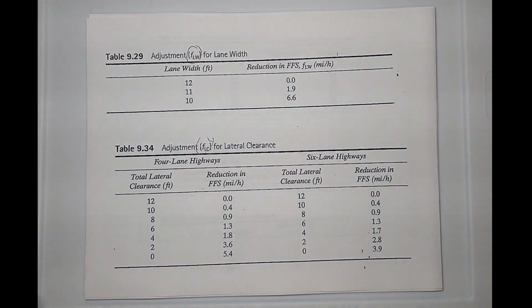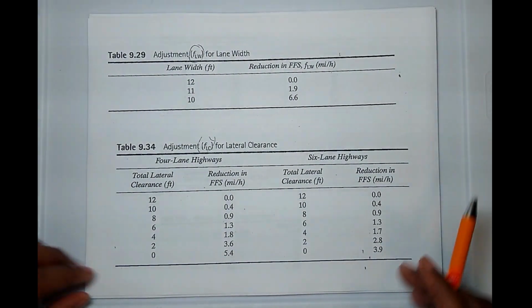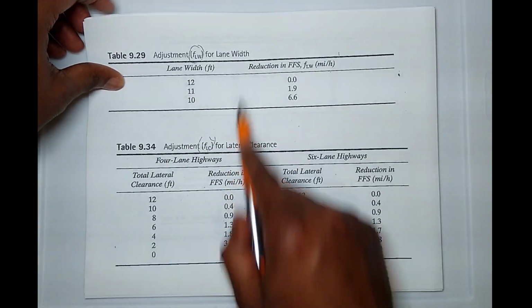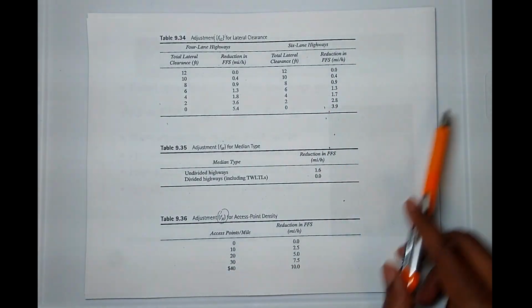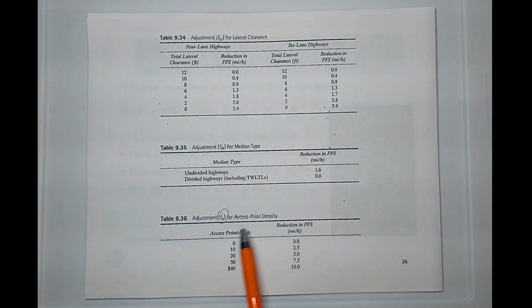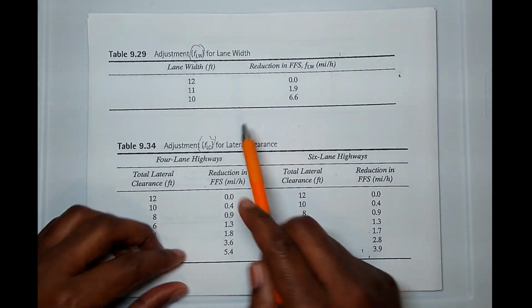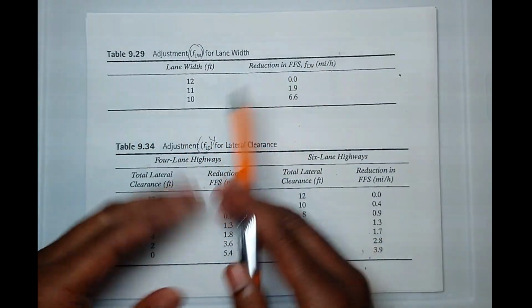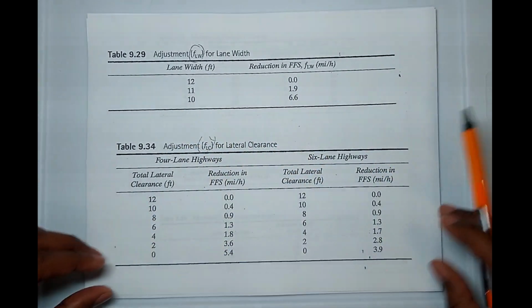So as I mentioned, you have those different factors, and each one of those factors has a table. You can see the tables here. A factor for lane width, a factor for lateral clearance. You can also have a factor for the median type, and then last but not least, you have a factor for the access points. Going back to the factor of lane width, you can see here that there's a lane width of 12 feet, so that's how wide one lane is. That's ideal, and therefore you don't subtract anything from that 60.